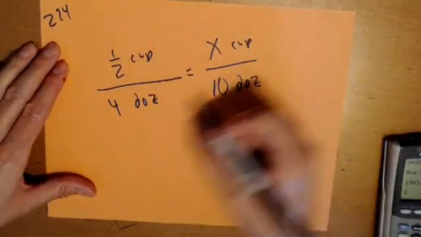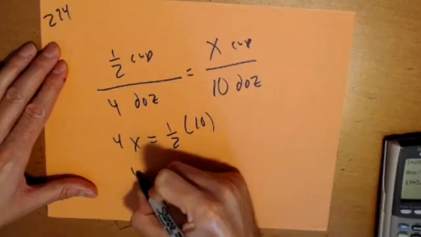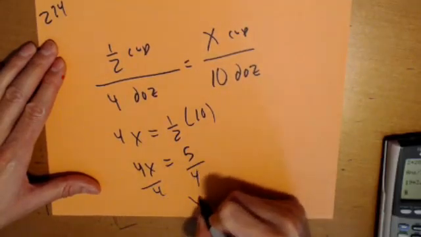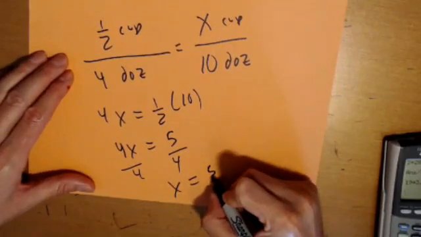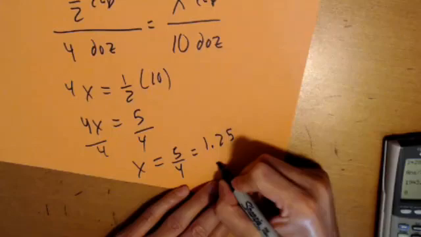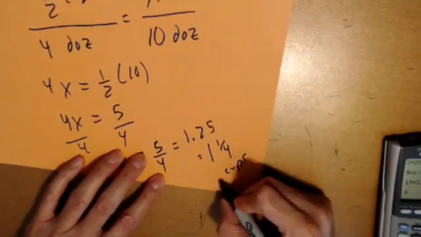Cross multiply. 4x equals 1/2 times 10. 4x equals 5. Divide by 4, divide by 4. X equals 5/4, which is 1.25, which you might want to call 1 1/4 cups of butter.